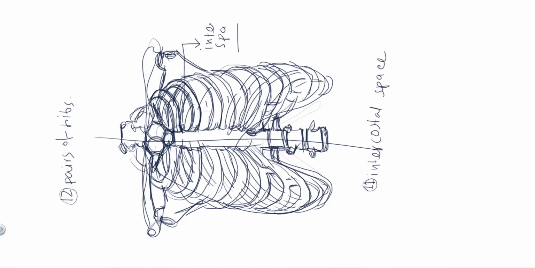And here, a little bit I want to discuss over here. This thing is actually called the sternum. Okay, so remember this. This is also an important part.